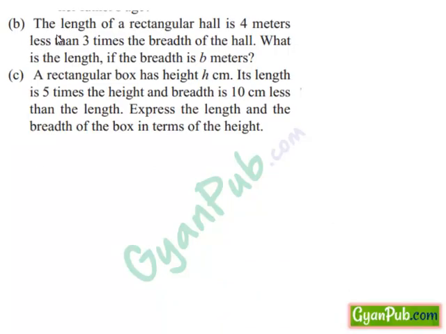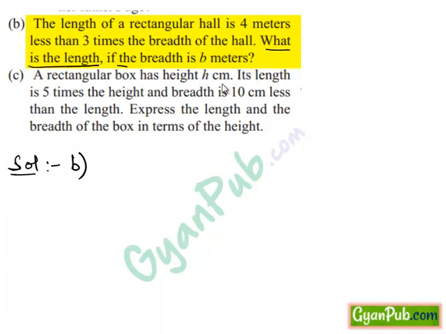Now moving on to the B bit. The length of a rectangular hall is 4 meters less than 3 times the breadth of the hall. What is the length if the breadth is b meters? Now moving on to the solution for the B bit. Here in the question they had given that the length of a rectangular hall is 4 meters less than 3 times the breadth of the hall. Here they have asked us to find the length if its breadth is b meters.